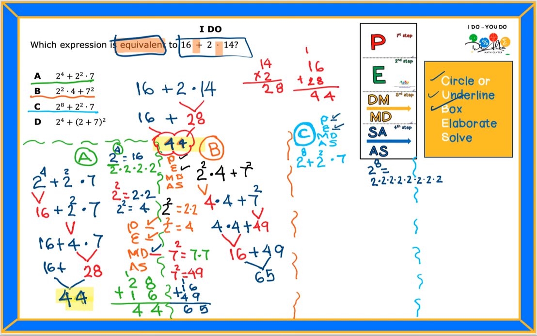2 times 2, 4. 4 times 2, 8. 8 times 2, 16. 16 times 2, 32. 32 times 2, 64. 64 times 2, 128. And 128 times 2, 256. You can do it on the side, guys.